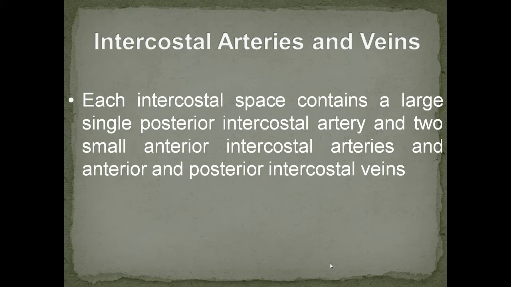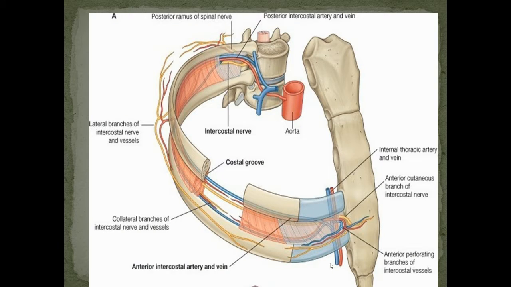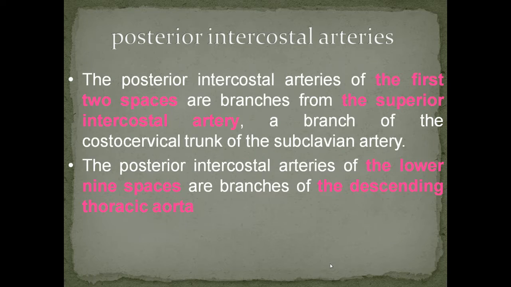We will see first intercostal arteries and veins. Each intercostal space contains a large single posterior intercostal artery and two small anterior intercostal arteries, and anterior and posterior intercostal veins. So every space is occupied by veins and arteries, and we will discuss posterior intercostal arteries.